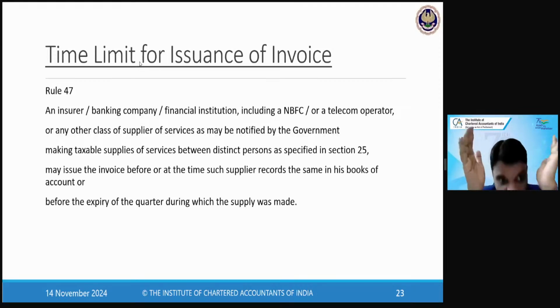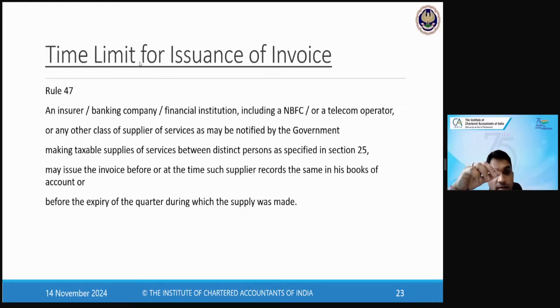Which means what? In the case of companies, that is insurance company, banking company, a financial institution, which can include a NBFC, or a telecom operator. So four types of businesses: insurance, banking company, financial institution, or telecom operator. And in financial institution, NBFC is also covered. So majorly four categories of businesses.